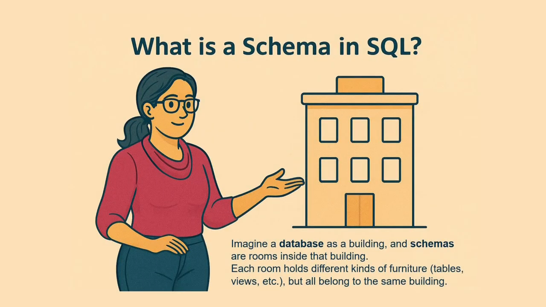Again, imagine a database as a building, and schemas are rooms inside that building. Each room holds different kinds of furniture, like tables, views, etc. But all of these things belong to the same building, which is the database. I hope that this is clear, because we will build on this always.